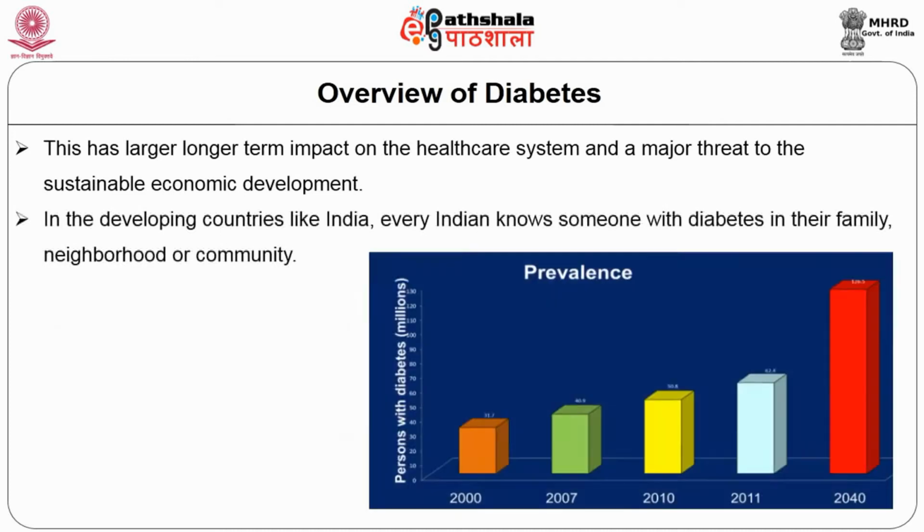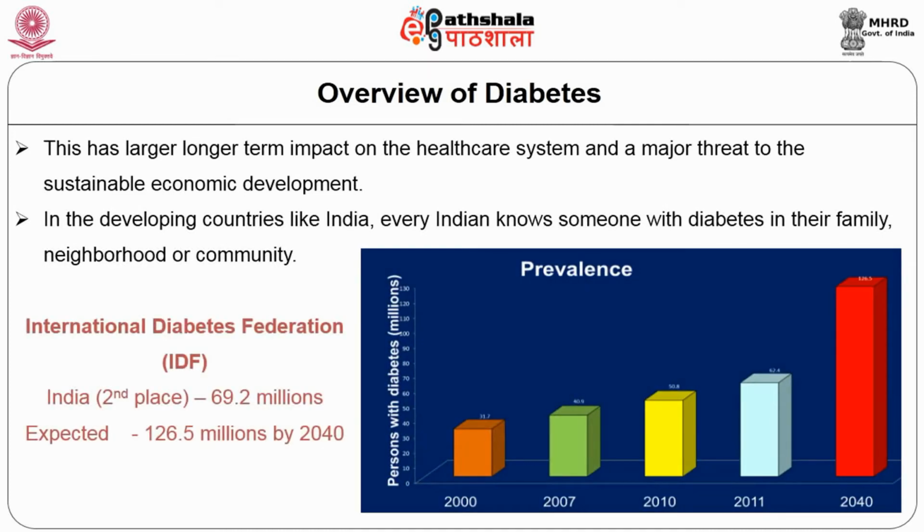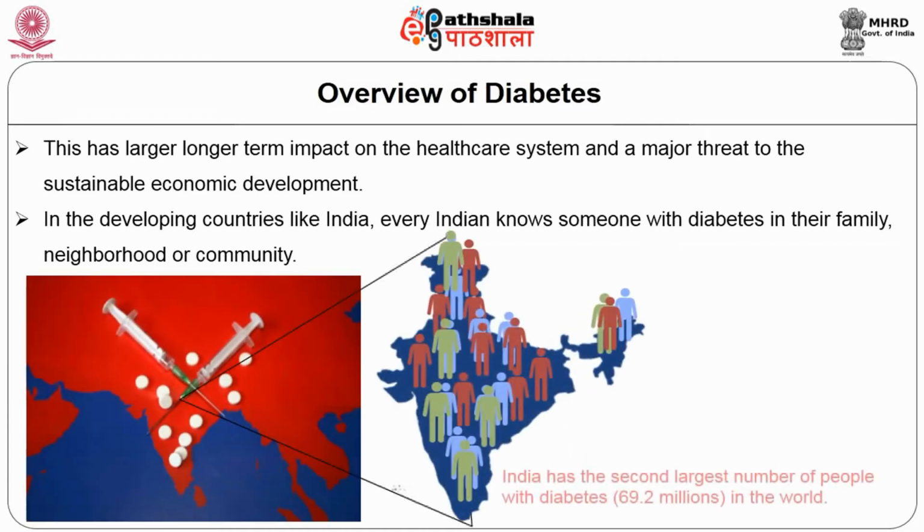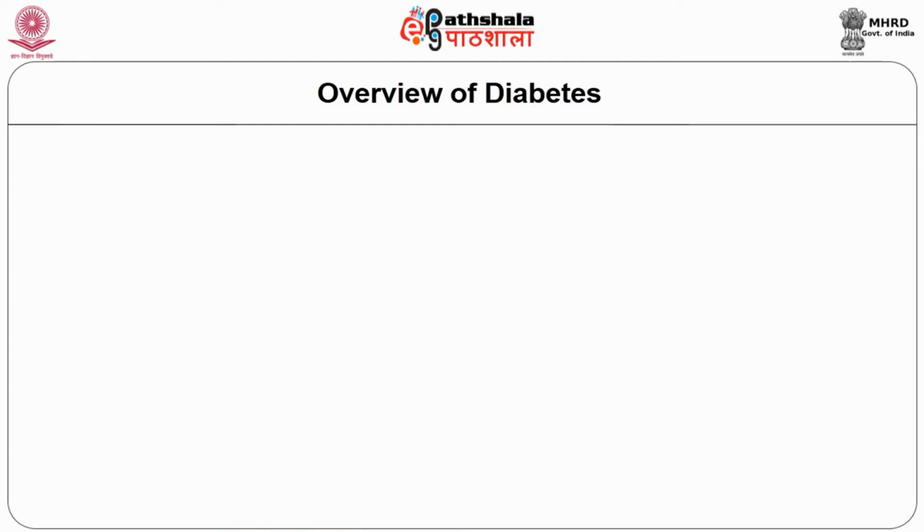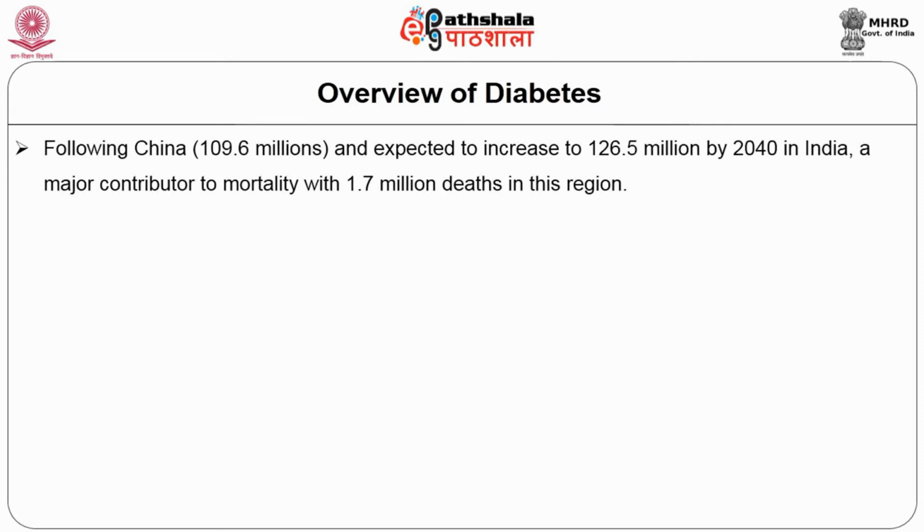In developing countries like India, every Indian knows somebody with diabetes, a neighbor, a community member. In fact, the 2015 atlas shows India has 69.2 million people with diabetes. Following China, which is number 1, India is number 2. Like we have Mr. India, Miss Universe, you can also say now we have Mr. Diabetes, and next to China we are the second holder, with 1.7 million deaths occurring due to diabetes.